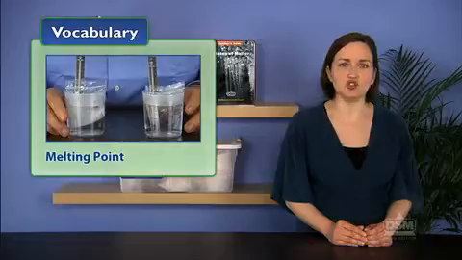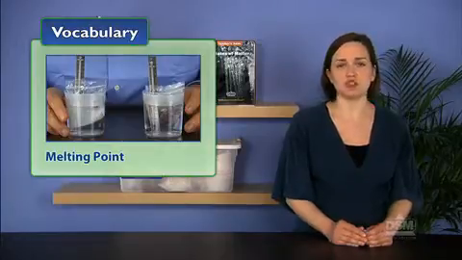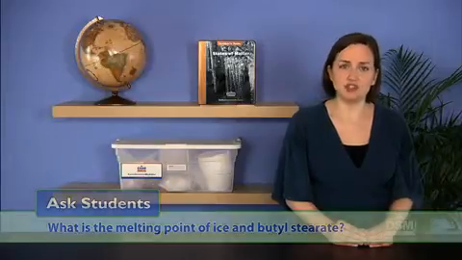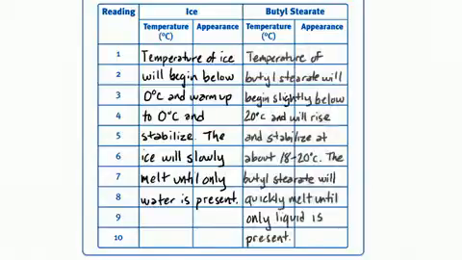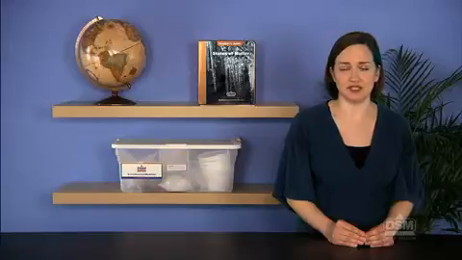Explain to students that the melting point of a substance is the temperature at which it melts or changes from a solid to a liquid. Point out that all substances melt at a certain exact temperature. Ask students, "What is the melting point of ice and butyl stearate?" Students should conclude that ice melts at 0 degrees Celsius and that butyl stearate melts at 20 degrees Celsius. Help students to see that the ice and butyl stearate change to liquids at different temperatures, and therefore different materials can have different melting points.